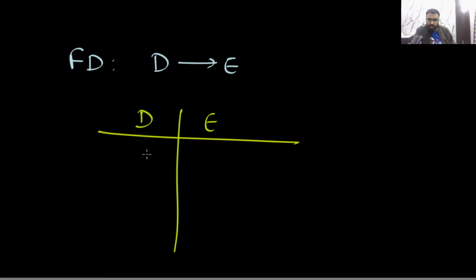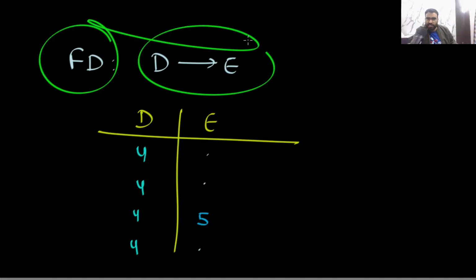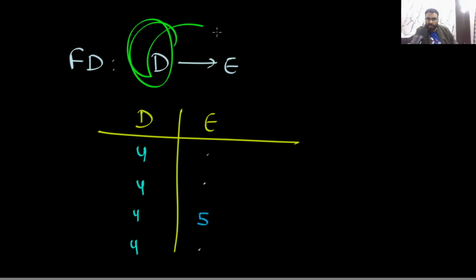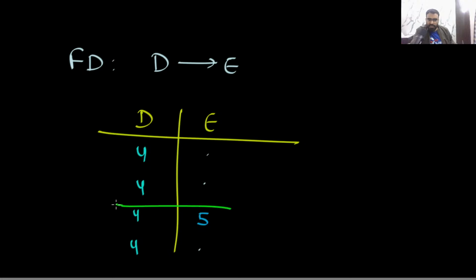Okay, so you tell me one thing. Let's assume that these tuples have D value 4, 4, 4, and let's assume for this tuple we know that the E value is 5. Then can you tell me what will be the value of E here, here, and here? Functional dependency definition says D determines E, which means if two tuples have the same D value, then they must have the same E value. So if I tell you that here the D value is 4 and the E value is 5, then automatically what will happen?